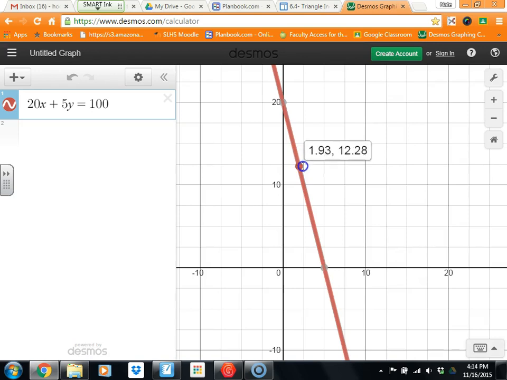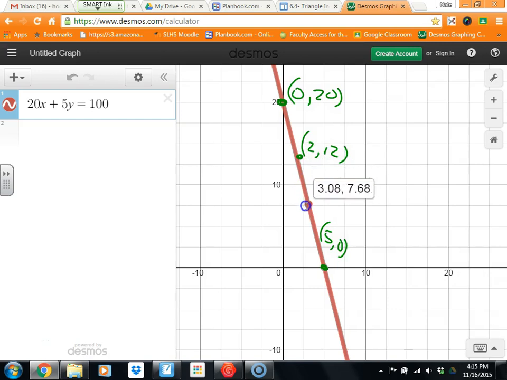And it looks like (2, 12) is a combination. So we had our intercept at (0, 20). We have (2, 12). And we have (5, 0). Are there any other combinations that we can use? We can drag along and see if there's any other whole number combinations. (4, 4) is another one. Try about here.